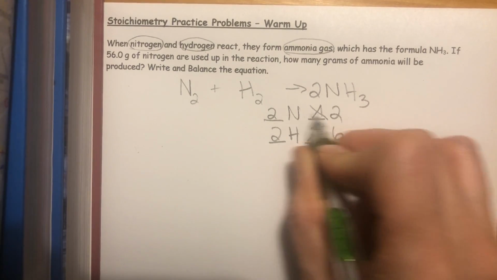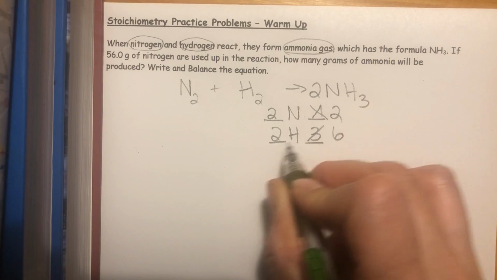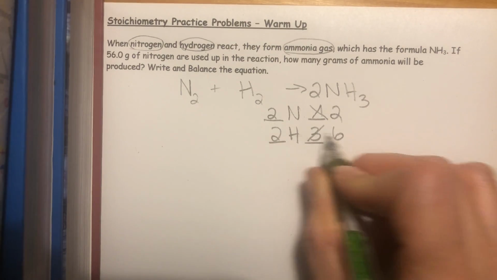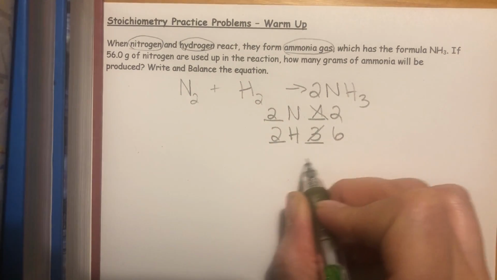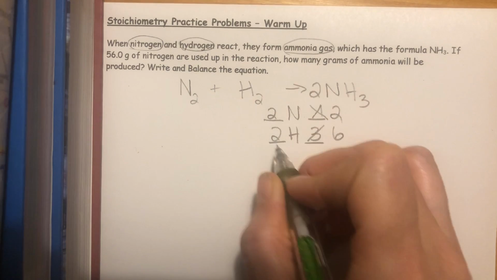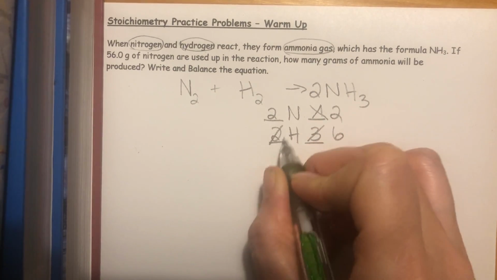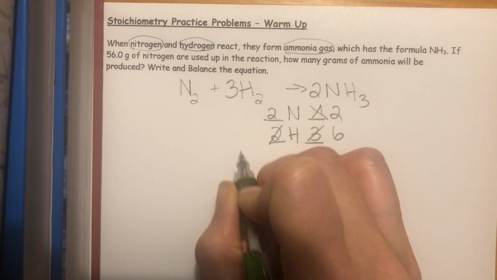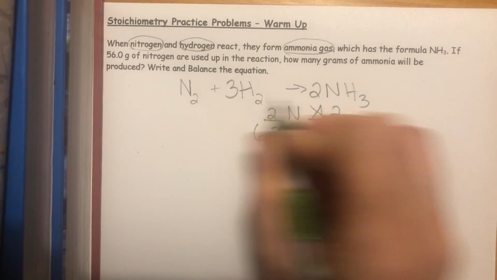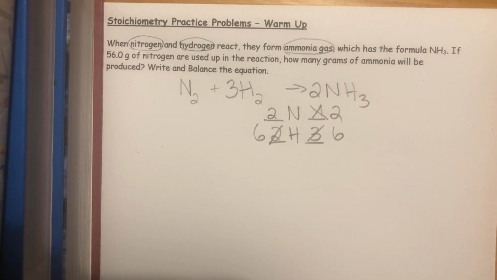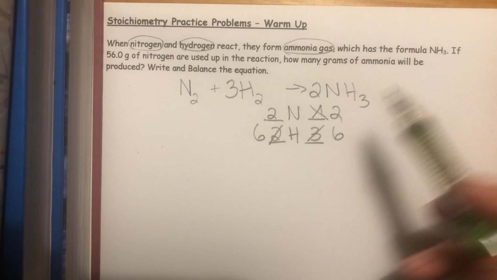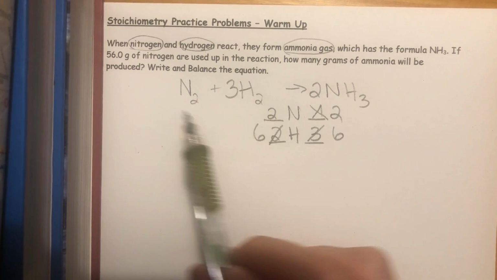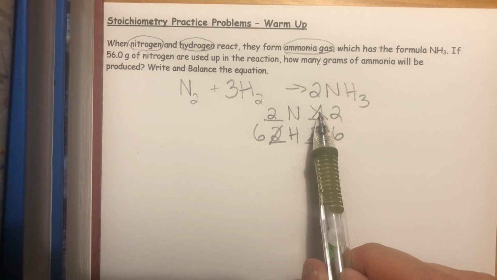So right now, please notice our nitrogens are balanced, but our hydrogens are not balanced. So remembering, what number do I put in front of here in order to make this one be 6? What times 2 is 6? 3 times 2 is 6. So then we now have what we call a balanced equation. We're just over 3 minutes in. You can see that your equation is balanced.